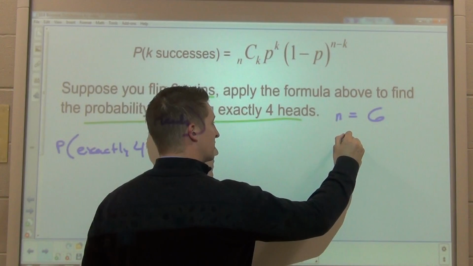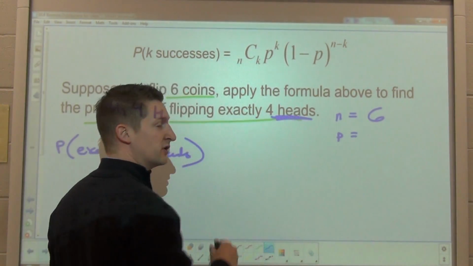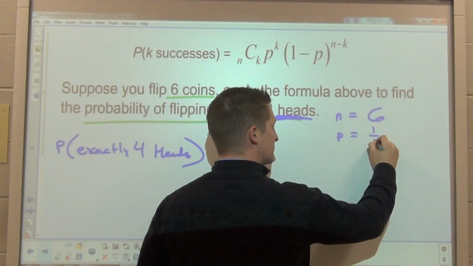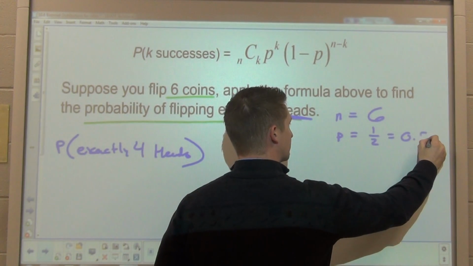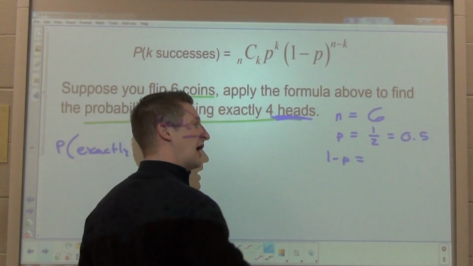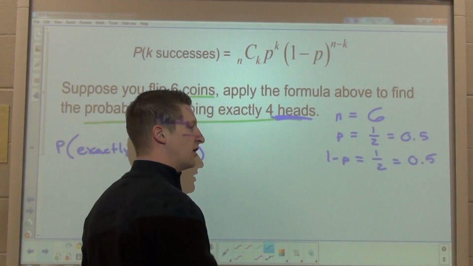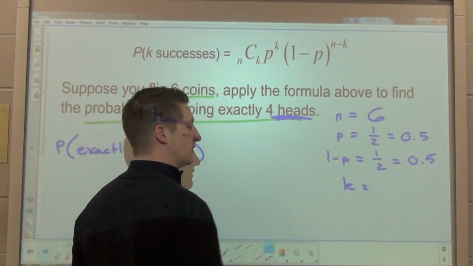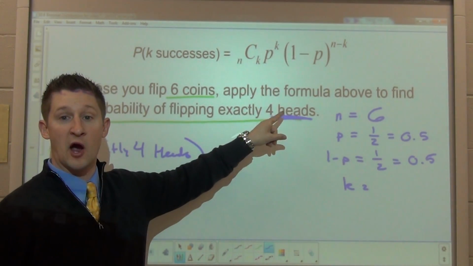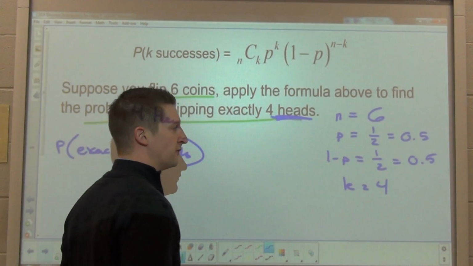p is the probability of success. Well, I want heads. What's the probability of flipping a coin and getting heads? Well, it's 1 out of 2. And if you prefer to work with decimals, you could have a 0.5 there instead. Now, 1 minus p, the probability of failure. Well, 1 minus 1/2 is also 1/2, or 0.5. So those numbers are going to be the same. Now, the other thing I need to identify is k, the number of successes. The number of successes in this case is 4. I want 4 heads out of the 6 coins that I flipped. So k is equal to 4.